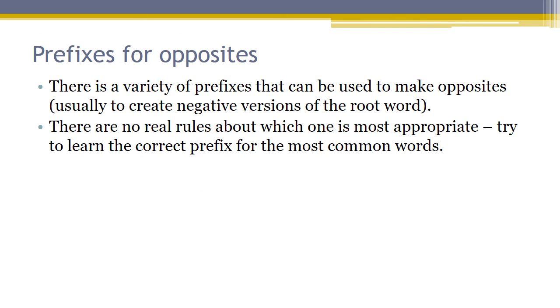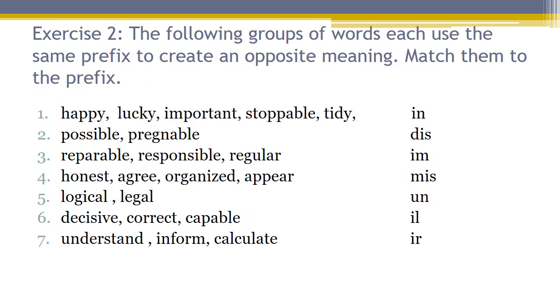We can use prefixes for opposites. These are the most renowned use of prefixes. So there is a variety of prefixes that can be used to make opposites, usually to create the negative version of a root word. There are no real rules about which one is most appropriate, so it depends on our use of them, and then we connect them together. So your best bet is to try to learn the correct prefix for the most common words.